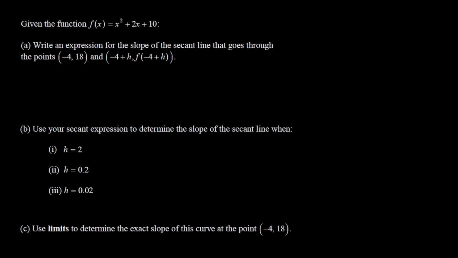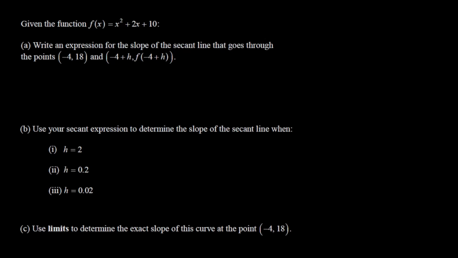Okay, given the function f of x equals x squared plus 2x plus 10, write an expression for the slope of the secant line that goes through the points minus 4 and 18, and also a nearby point, minus 4 plus h, and f of minus 4 plus h. So remember, this idea of a nearby point, of course, depends on what h actually is.